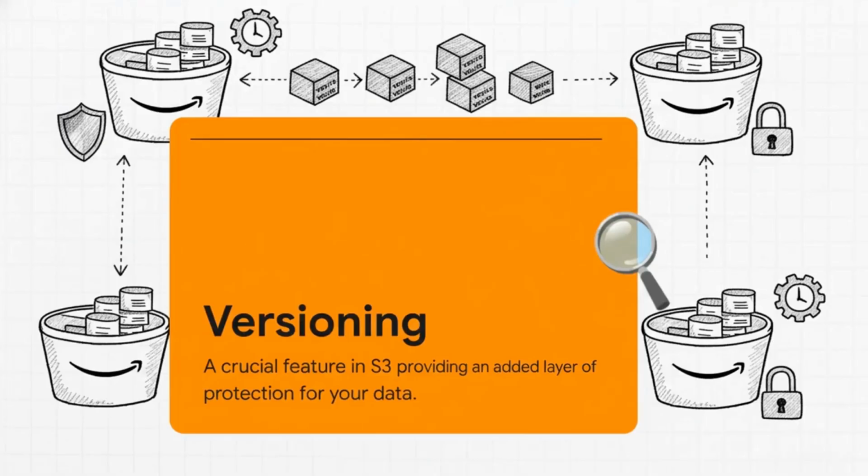Next up, let's talk about versioning. Honestly, this is one of my favorite features. It's basically a super-powered undo button for your files. When you turn on versioning for a bucket, S3 starts keeping a complete history of every single change to every object. It's an incredible safety net.